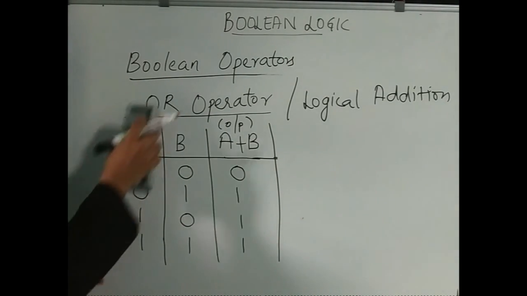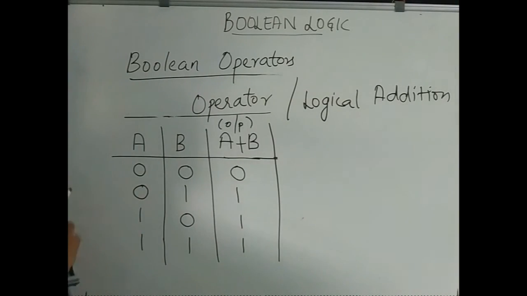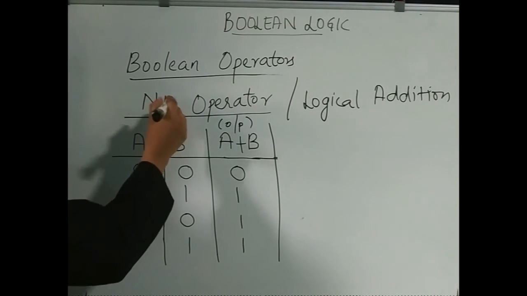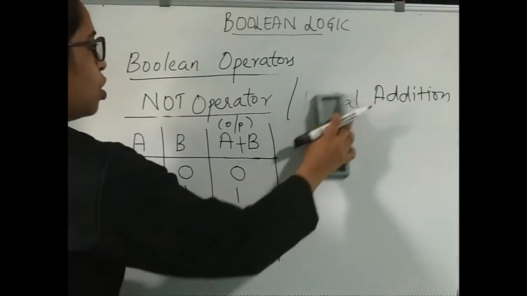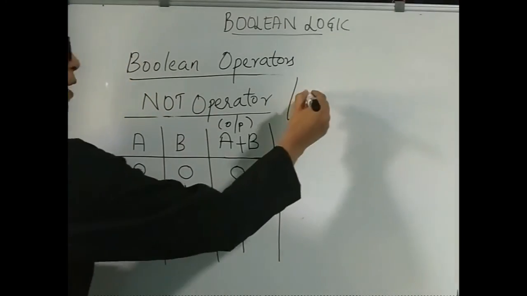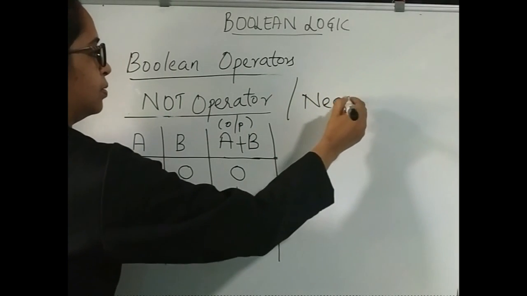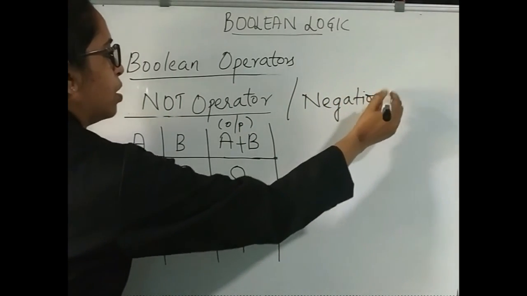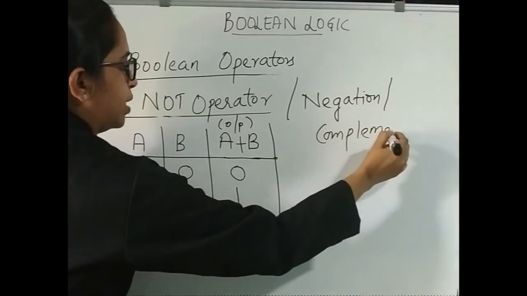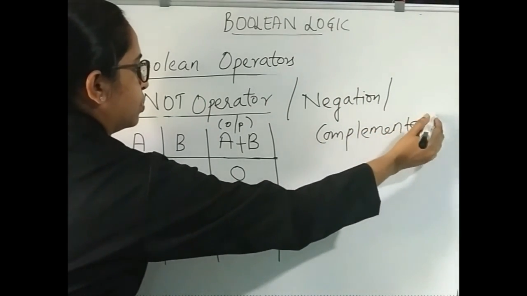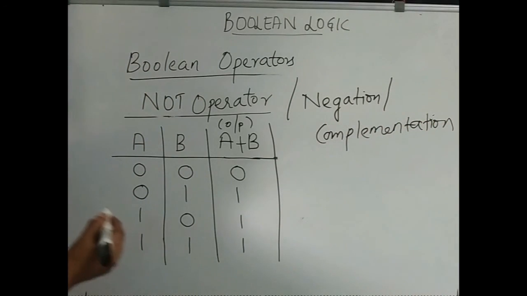Now let us move on to the last operator, that is NOT operator. NOT operation is also called negation, or complementation. Means we have to write the opposite of the input.